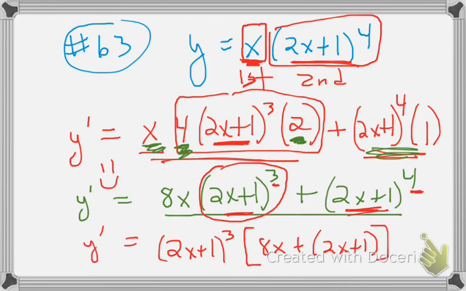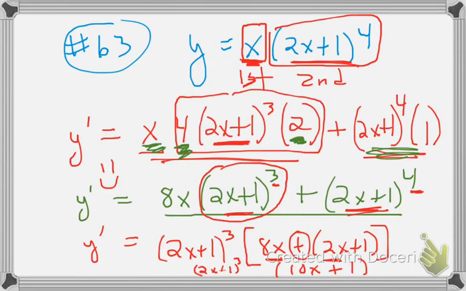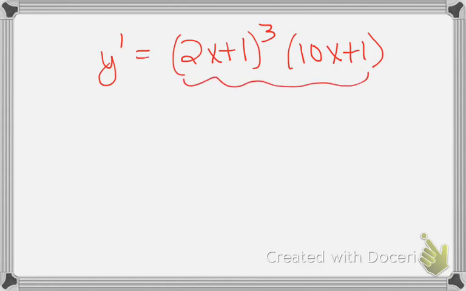Now, if you keep cleaning that, notice 8x and 2x added together makes 10x. Aha! So you're going to have 10x plus 1, times over here (2x plus 1) whole thing cubed. So I'm actually going to write that on the next slide. So let's see, (2x plus 1) cubed, and then 10x plus 1. See how it cleans so nicely if you pull out that GCF, meaning y double prime is, note to self, prettier.